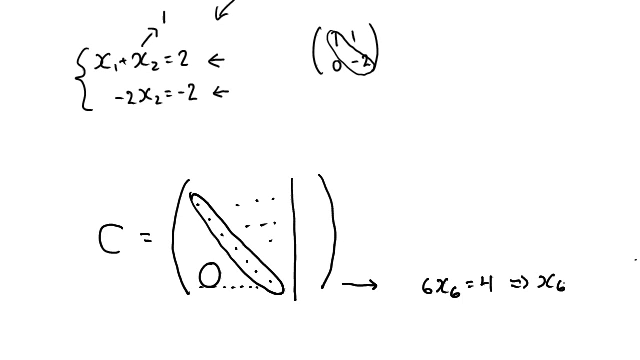Then move up to the row above it. This row has something like 4x5 plus something like 3x6 equal to whatever, 9.